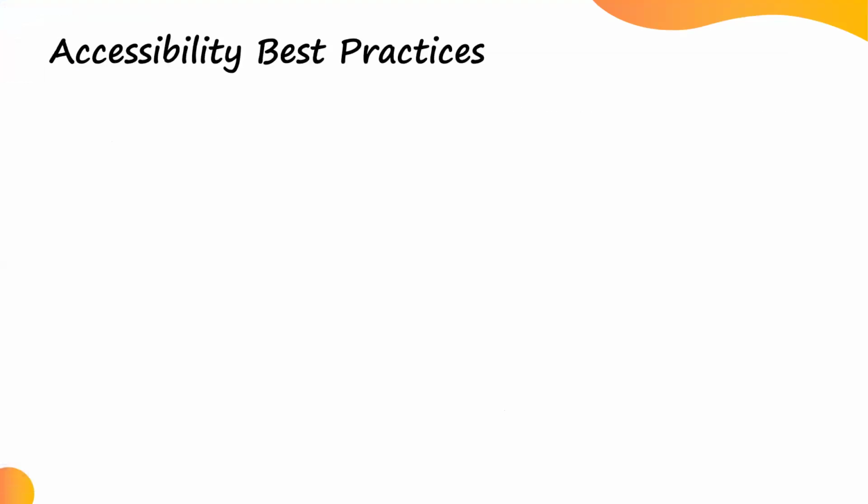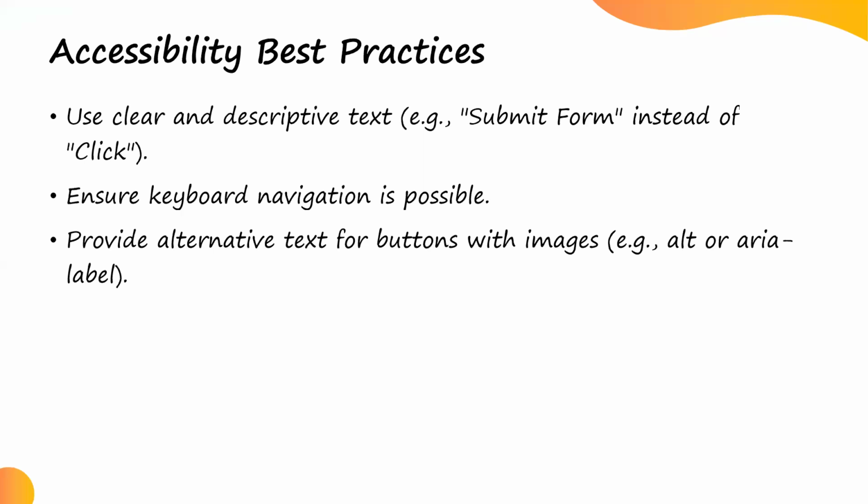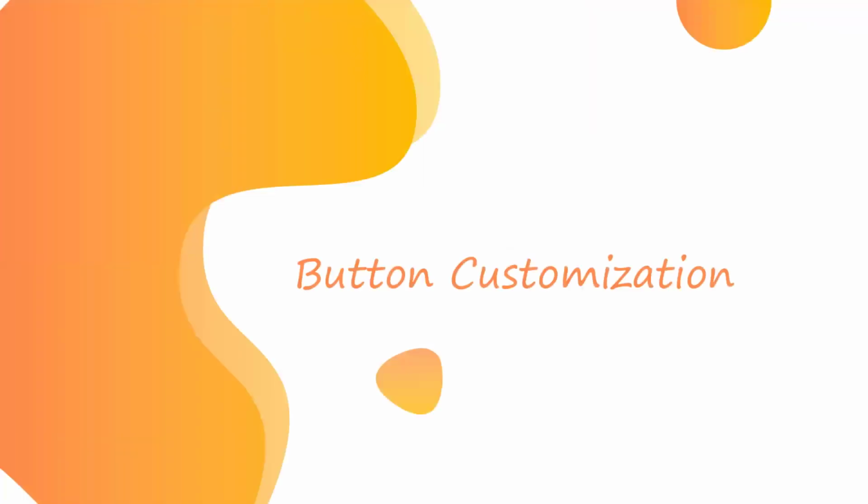So, accessibility best practices: use clear and descriptive text. Always use descriptive text on your button, whether the value or the text. Ensure keyboard navigation is possible. Provide alternative text for buttons with images. Let's say you're going to use images on your button. Provide an alt attribute for it, just like whenever you're using images, you should provide the alt text for it.